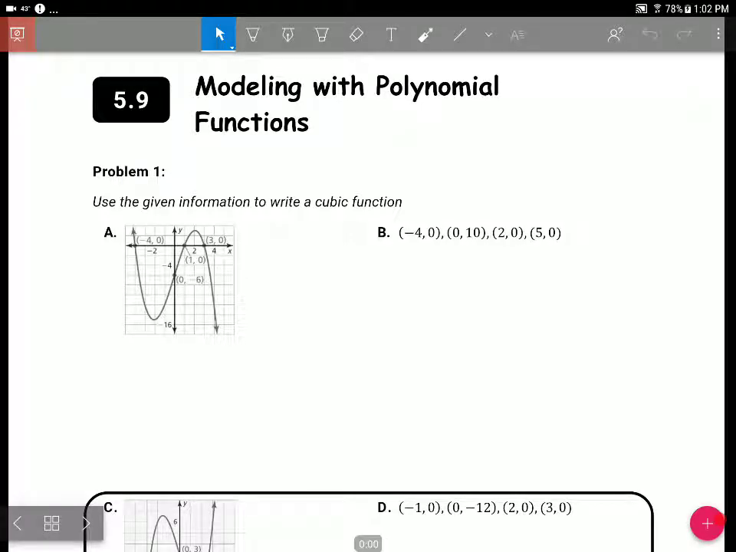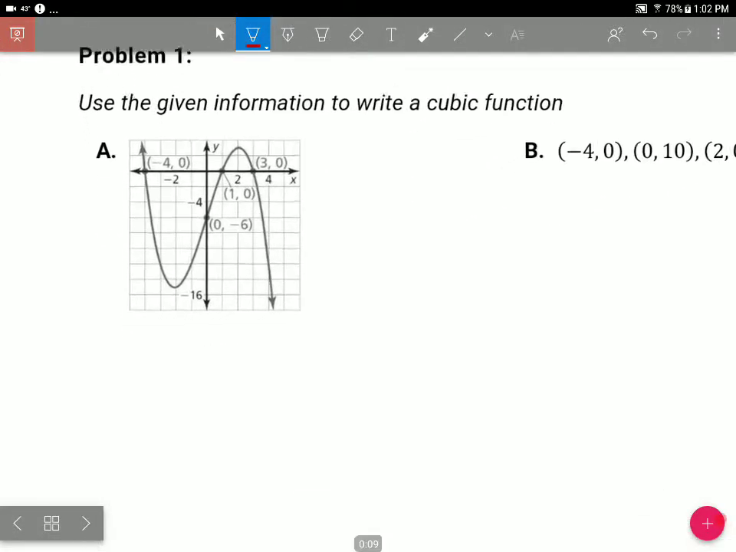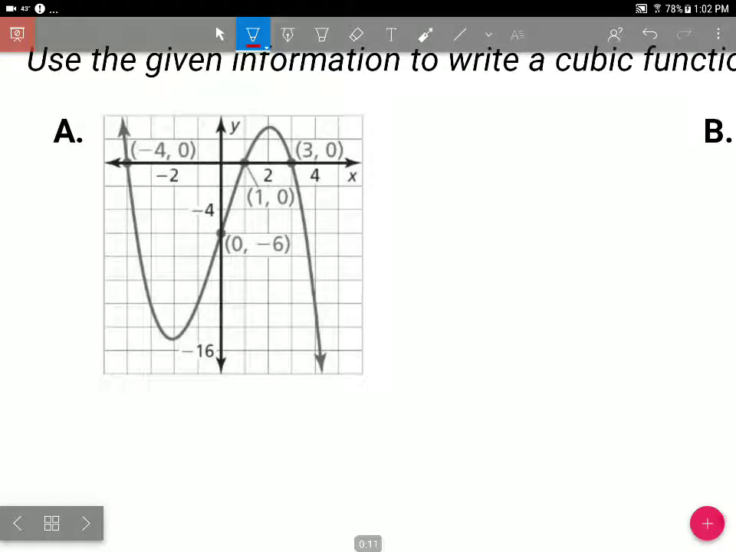Start over. Modeling with polynomial functions again. Like I said, if it says modeling, all that means is write an equation. Modeling means write an equation. So if we use these functions, the nice thing about it is they gave us 3 roots, which are great. But that doesn't give us our scale factor. That tells us where it crosses the x-axis. So those are very important points. However, we need something to tell us how steep or shallow it is.